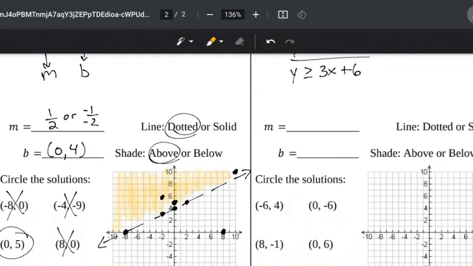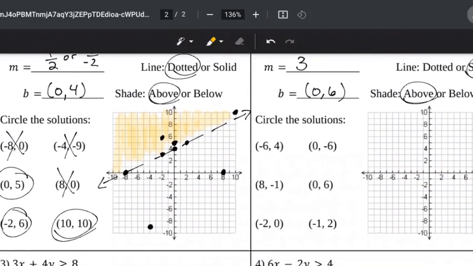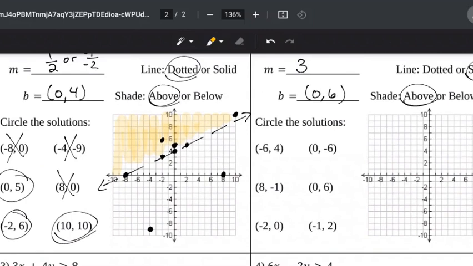So our important information: our slope is 3. Our y-intercept is 0, 6. It is greater than or equal to, so solid. And then it's above again because it's greater than. We first start with our y-intercept, over 0, up 6. Our slope is +3, so we go up 1, 2, 3, and to the right 1. And then we can do down 1, 2, 3 to the left 1. This time it's a solid line using our straight edge.